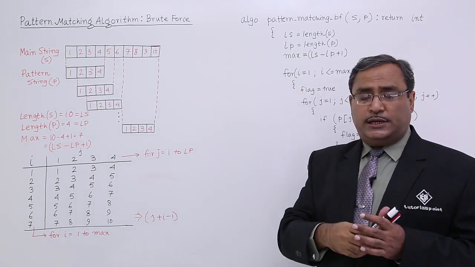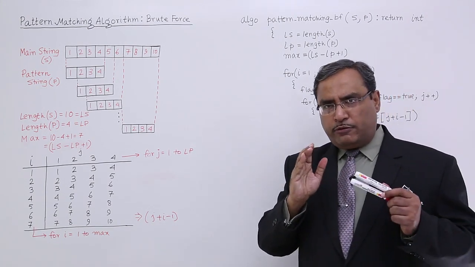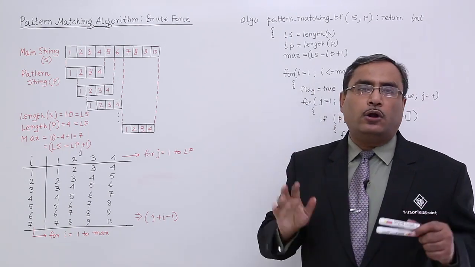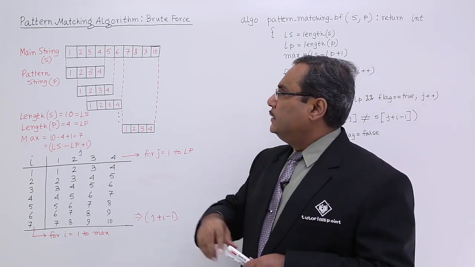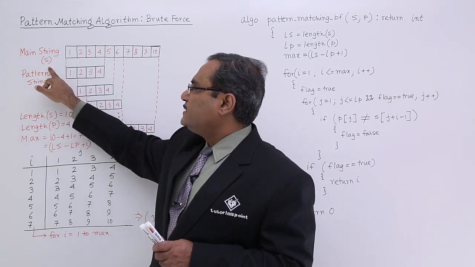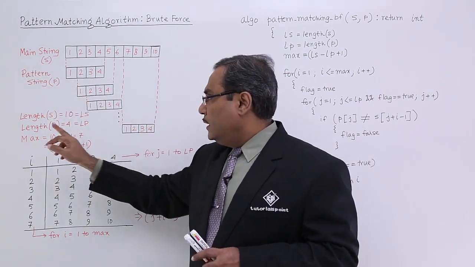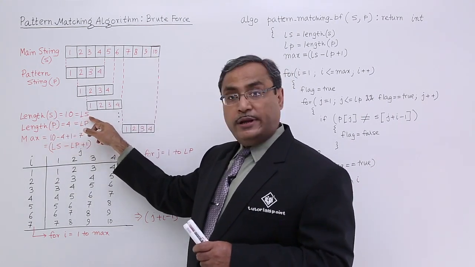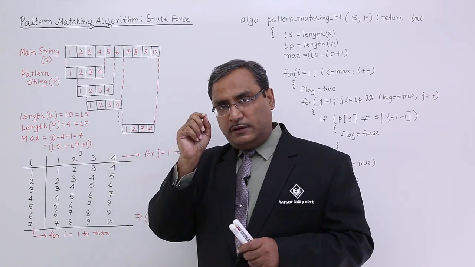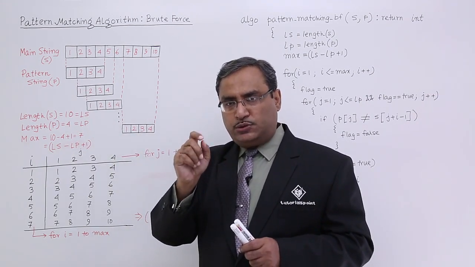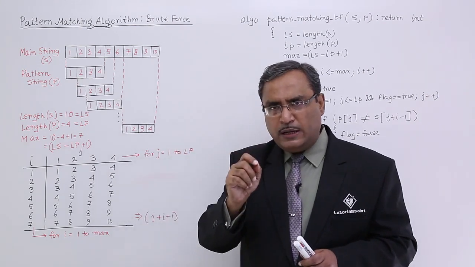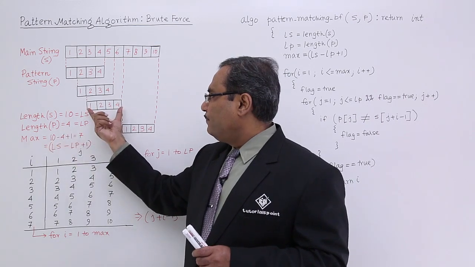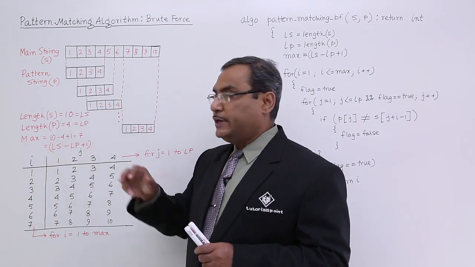So this is the sketch I have drawn. Always remember, whenever you are trying to get the logic of a certain program, this sort of diagram will help you a lot. So let me explain. Main string is S, pattern string is P. So the length of S is equal to 10, that is my length of main string, ls. Always give variables proper names, so that from the name of the variable you can easily understand its purpose. The length of the pattern here is 4, that is lp.